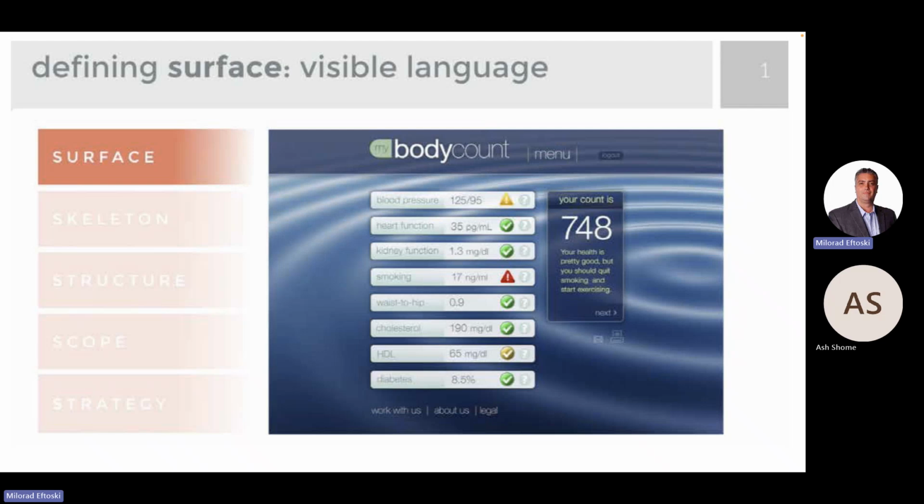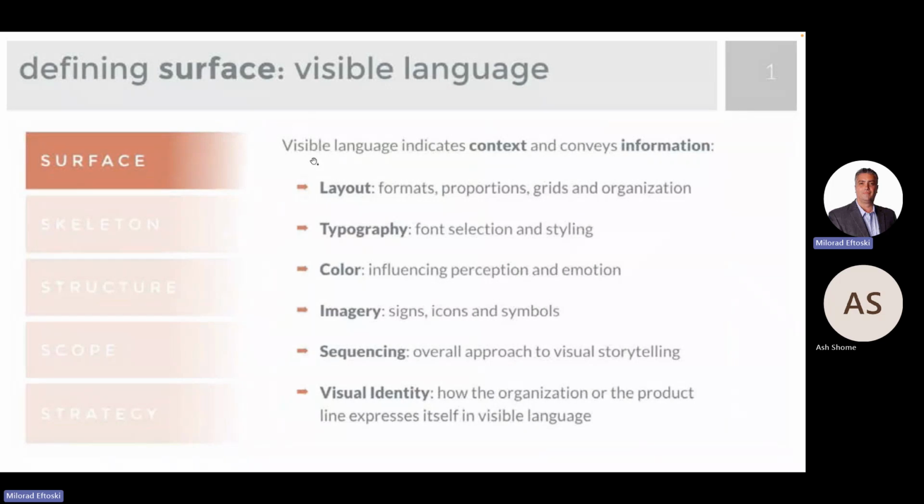You have to implement all these steps that you're learning, okay? So visible language, basically, that's what the surface represents. All right. So visible language indicates context and conveys information. Things like layout, formats, proportions, grids, and organization.